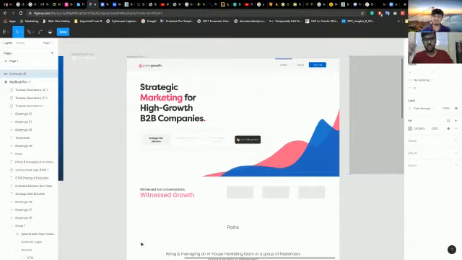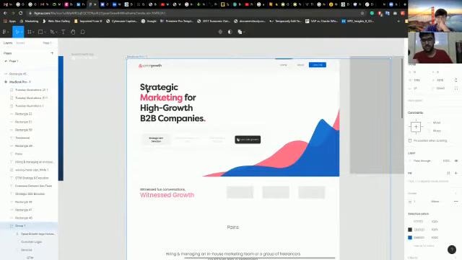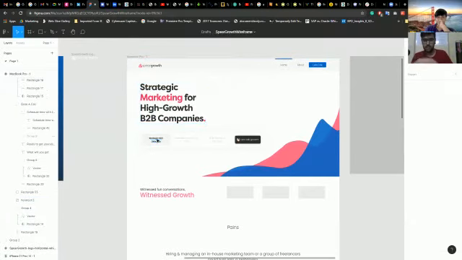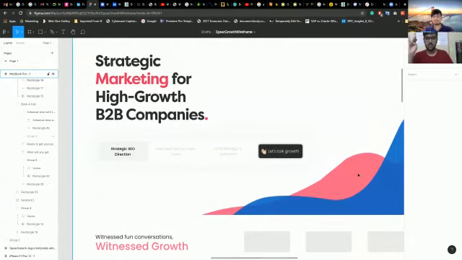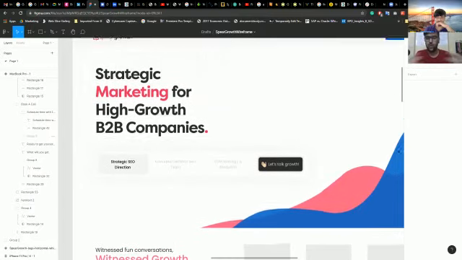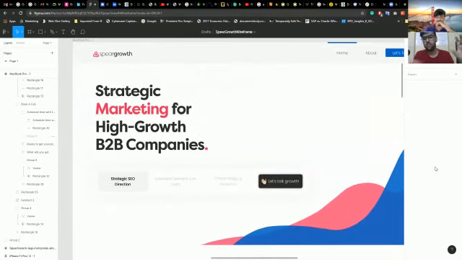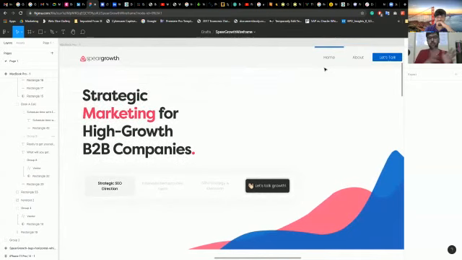So in this case, the strategic marketing for high growth B2B companies, and then the CTA bar at the bottom does these two things very well, right? The third thing is basically, what do I want them to do? So in this case, I want to tell them about the three things that we do: strategic SEO, we provide extended demand gen services, and then we even help startups launch their company. So I want people to understand what the three things we do are.